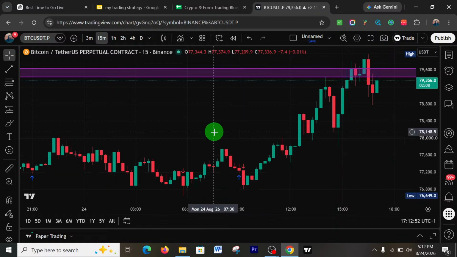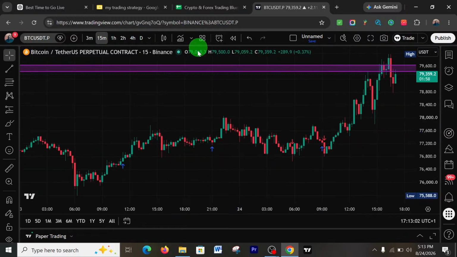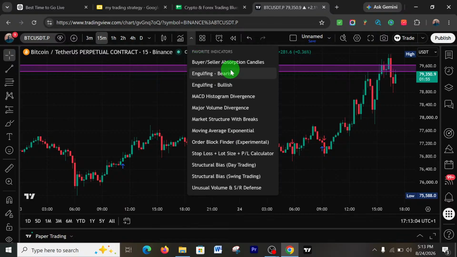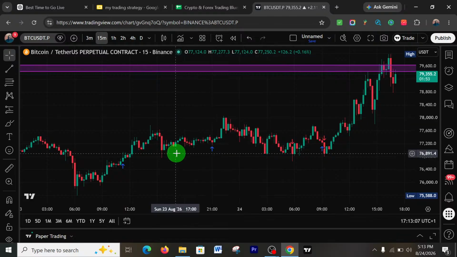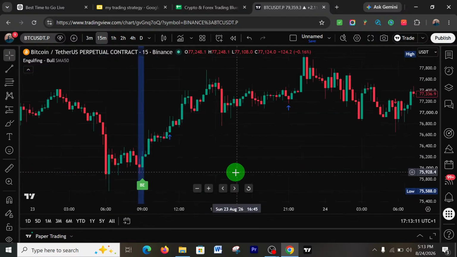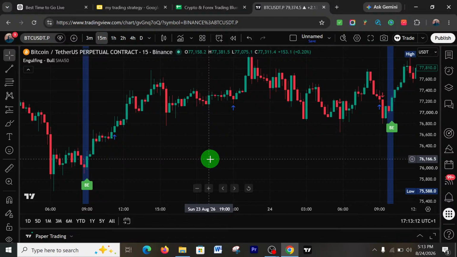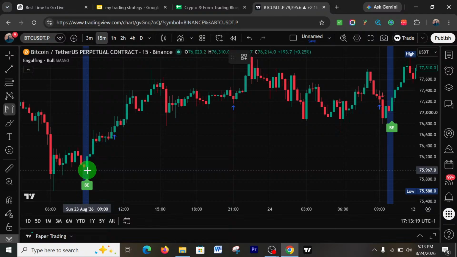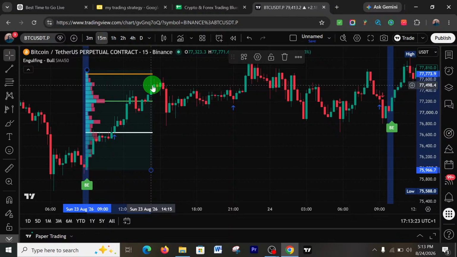I will show you the two errors that were made and how to adjust them. First, normally you're supposed to use an engulfing candle, a bullish engulfing, and this was what was done yesterday. I'm just showing you what happened. It was a bullish engulfing taken from this point up to this point. This was the last swing high.